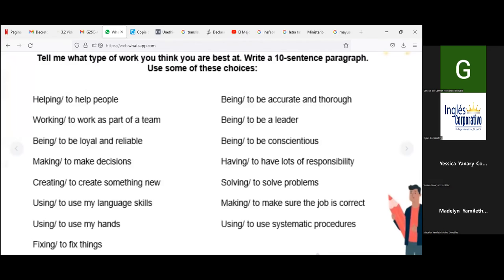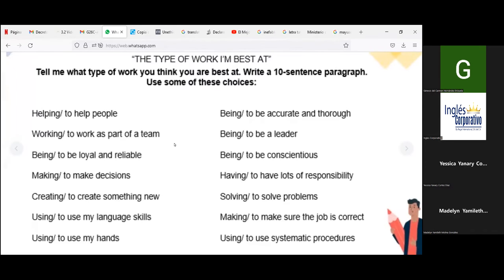Working as part of a team, to make decisions, create, and continue using my language skills. Then, use my hands.